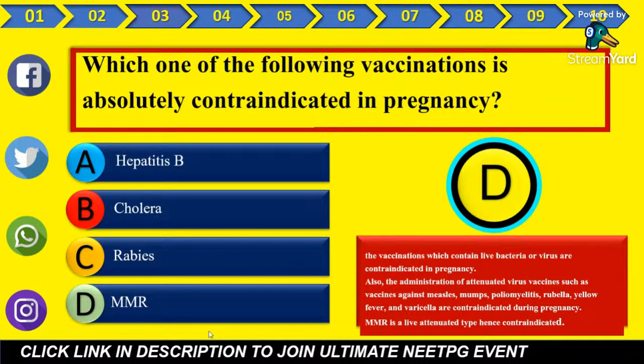The vaccinations which contain live bacteria or virus are contraindicated in pregnancy. Also, the administration of attenuated virus vaccines such as vaccines against measles, mumps, poliomyelitis, rubella, yellow fever, and varicella are contraindicated during pregnancy. MMR is a live attenuated type and hence it is contraindicated. So the correct option here is D, MMR.